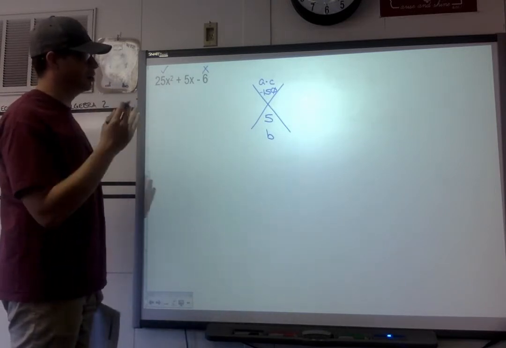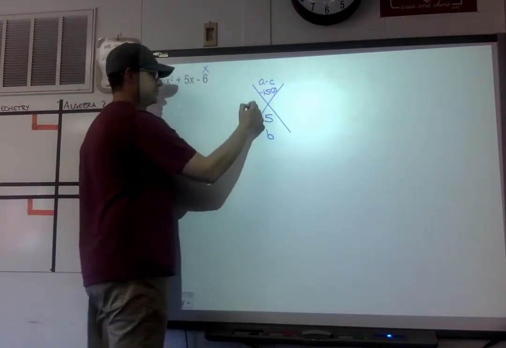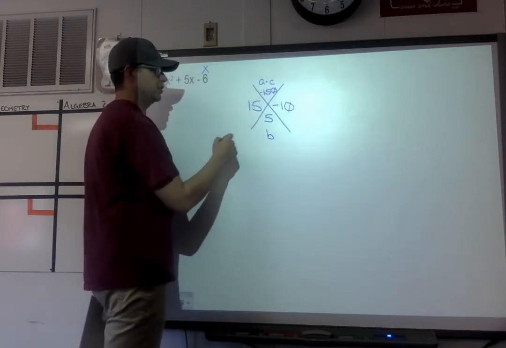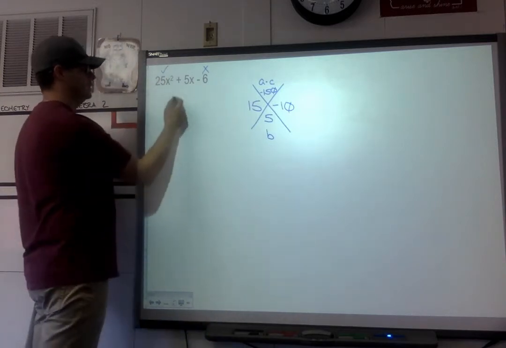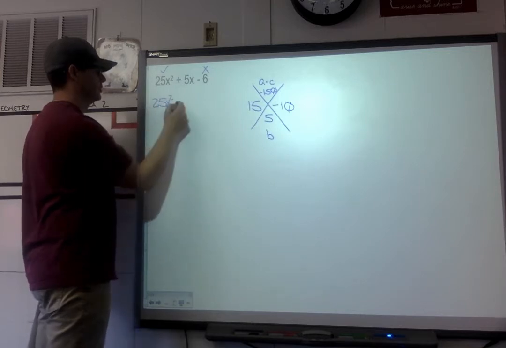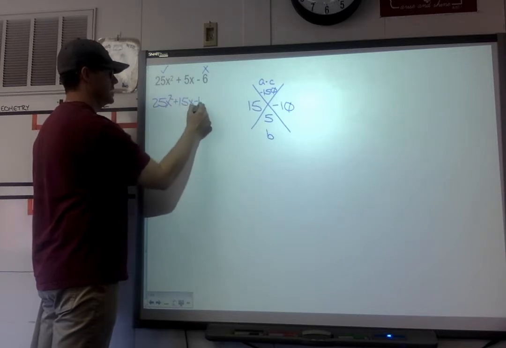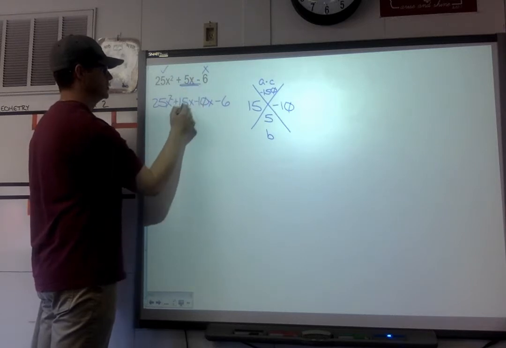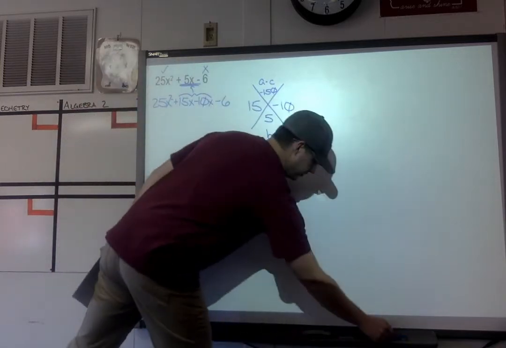So I know that my larger number needs to be the positive. I could use 15 and negative 10 here. If I multiply 15 and negative 10, I get negative 150. I add them, I get a positive 5. So now I'm going to rewrite this with that middle term broken up into my 15x and my negative 10x. So again, I just took that middle term and broke it up into two different values.